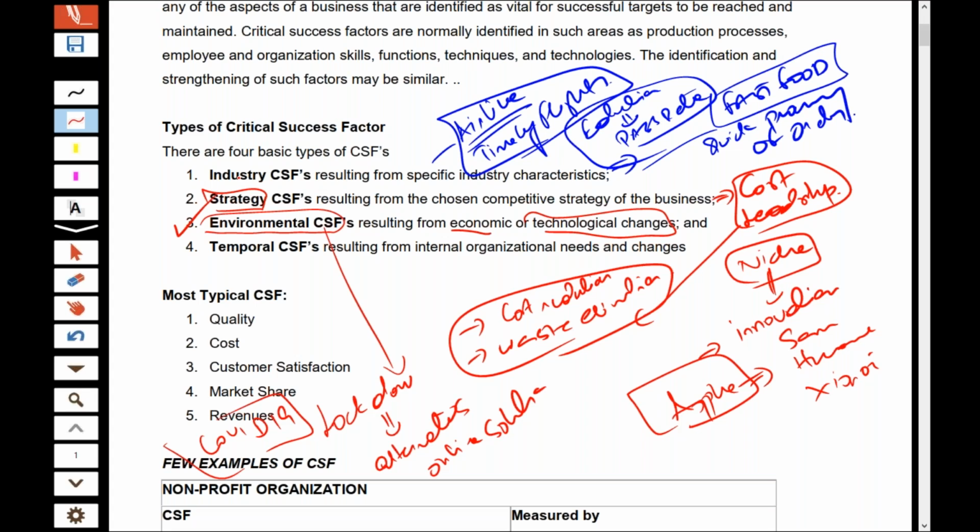Then you've got a temporal critical success factor. And what exactly do we mean by the temporal critical success factor? It depends upon the needs and the organizational changes that are presently taking place. In those circumstances, the things that you must excel at are going to be considered as temporal critical success factors.